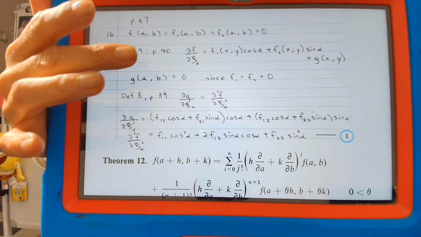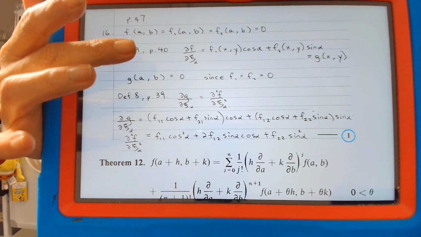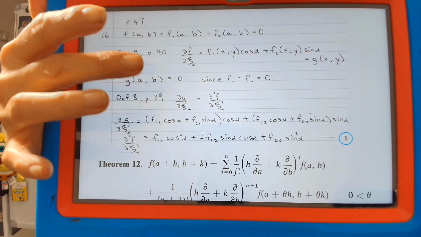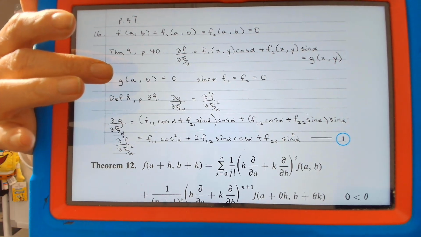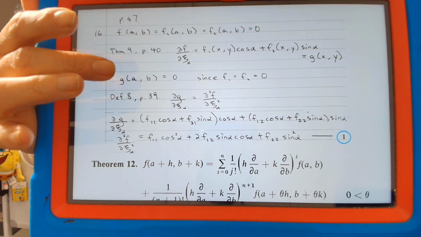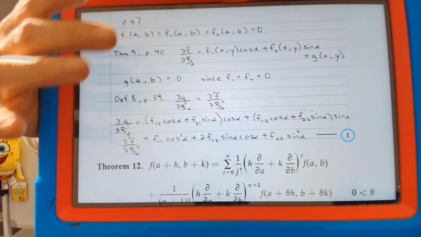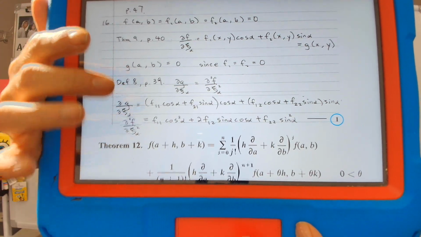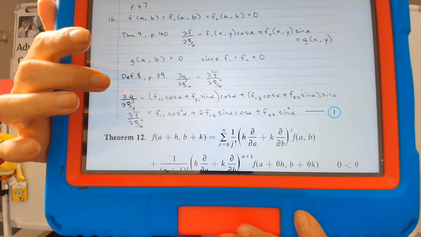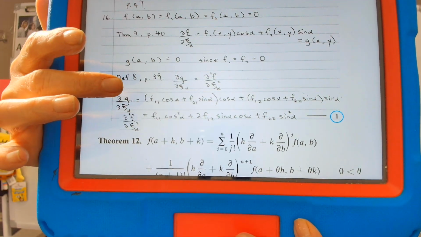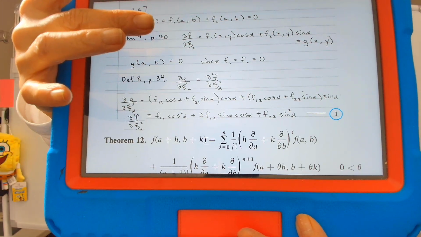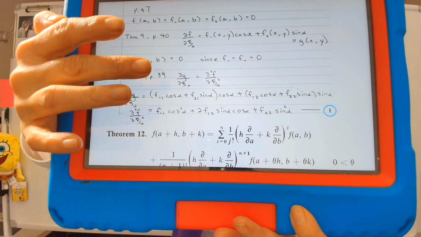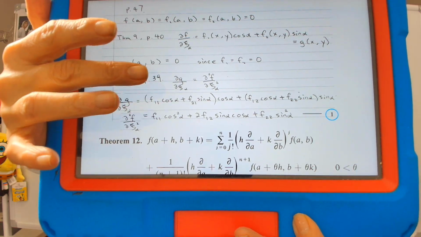Then g of a b will be 0 because f1 and f2 are both 0 at a b. I first noticed that, and then we will calculate what partial g partial psi alpha is. If g is that equation, we'll plug it into this thing again, which will give us the second derivative that we are looking for.